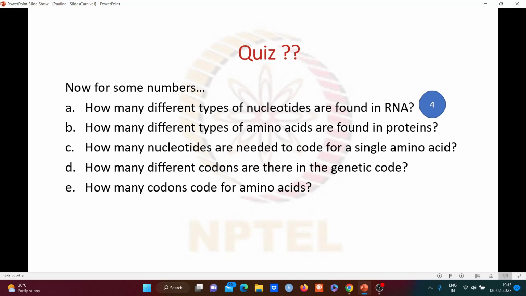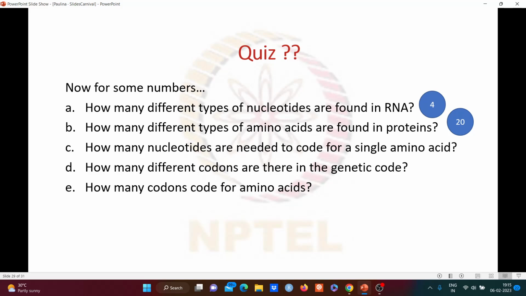The second question is how many types of amino acids are found in proteins? I'm thinking the questions are very easy. People are answering so fast. Yes. 21. Okay. Yeah. In general, we see 20 amino acids that are found in proteins.